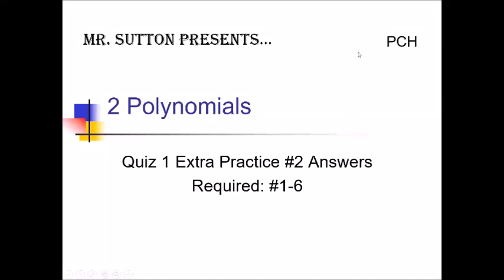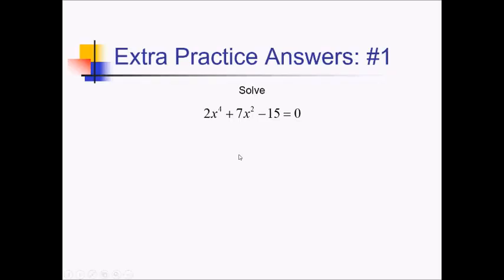Hello there, Mr. Sutton here with the Pre-Cal Honors Chapter 2, Quiz 1, Extra Practice Number 2 solutions on solving polynomials. To solve this polynomial equation, let's first look to see if we can take out any common factors. It doesn't look like we can. These don't all have variables, and the best common factor you can take out in terms of numbers is 1.